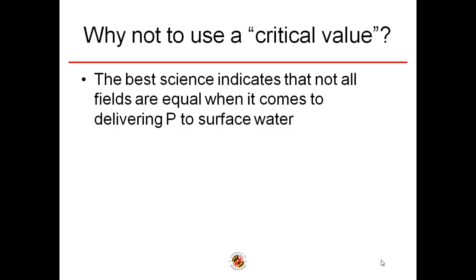But the best science indicates that all fields aren't equal in delivery, and that transport factor mainly is what we're talking about. The source might be the same across fields, they might all have the same soil test P, but that transport pathway is much different. And so if you're going to have an environmental rule, I would argue that you should have an environmental tool to accomplish that, and not use an agronomic tool, which is what the Mehlich-3 soil extraction is. It's an agronomic tool. And so you'd be putting a square peg in a round hole if you just use soil tests.